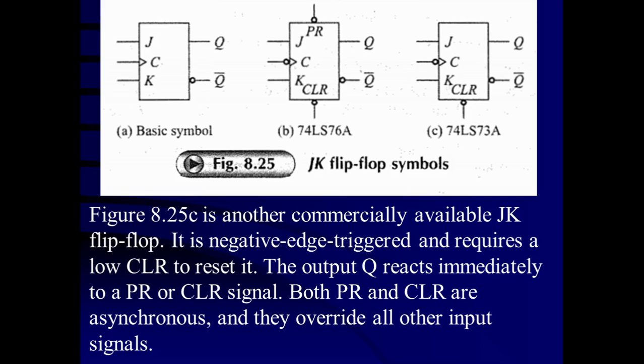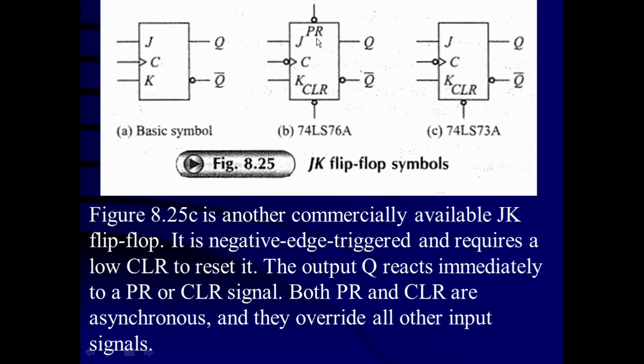Depending upon J and K values, the flip-flop can be set, reset, toggle, or have a no change condition. So this is the second type of flip-flop, the negative edge triggered JK flip-flop. In this flip-flop, you can see there are two other inputs. One input is a preset input, the other is a clear input. They are shown with a bubble. What is the indication of the bubble?